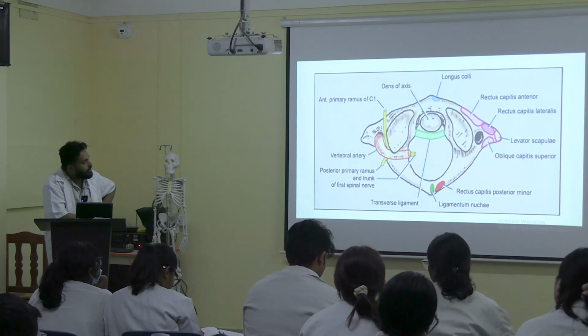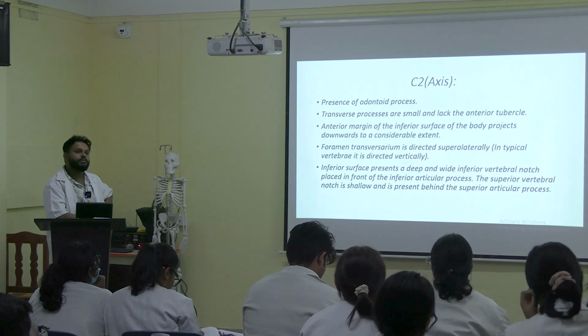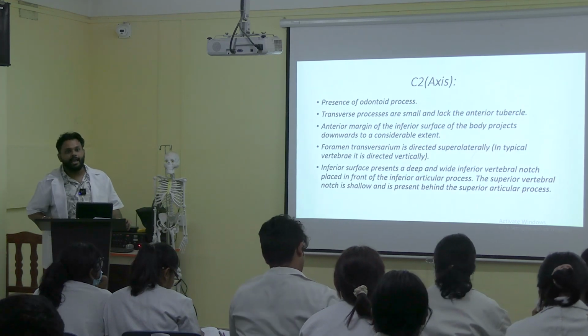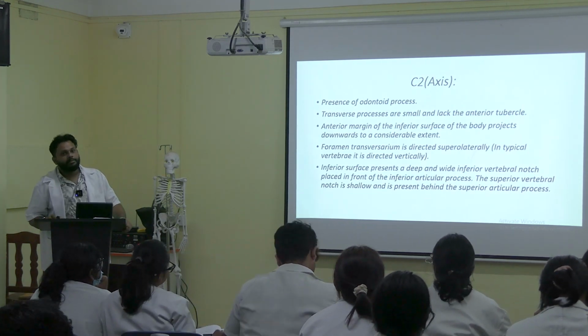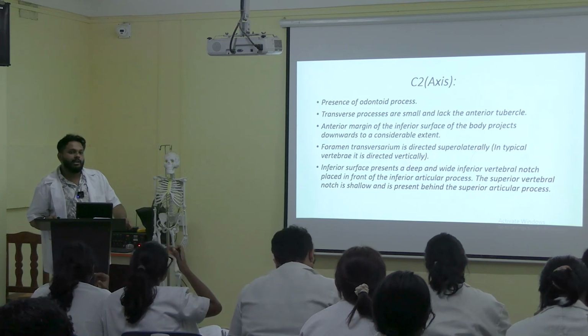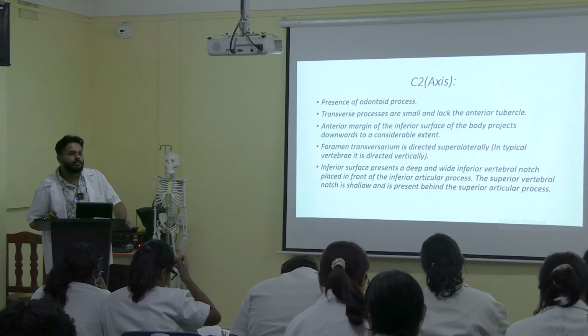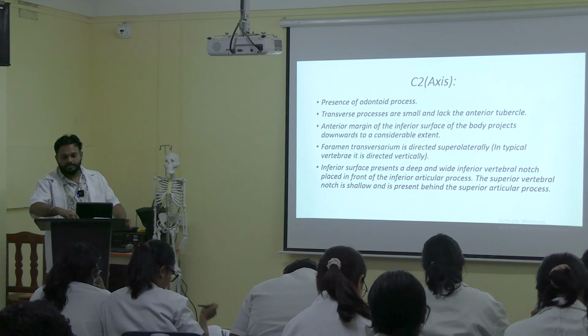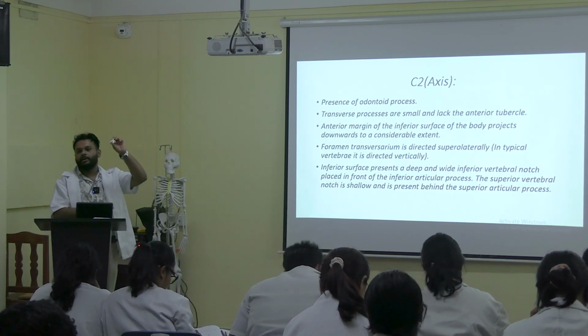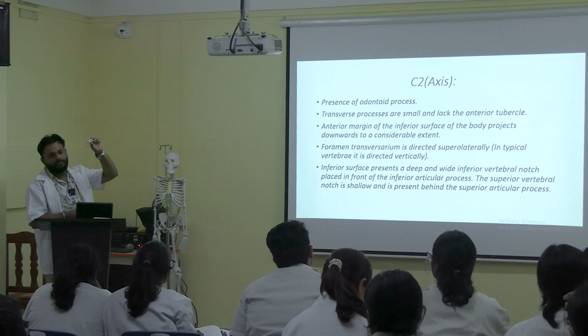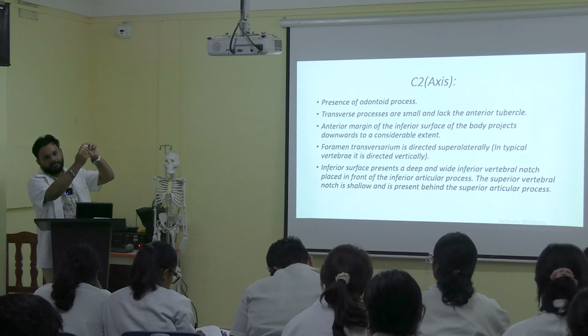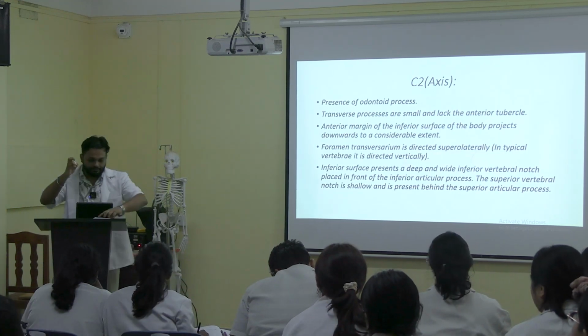Right? Now the second one is C2, that is axis. The special feature is that it has the odontoid process, also known as dens. This is the C2 vertebra. This is the odontoid process. See, this is the odontoid process.